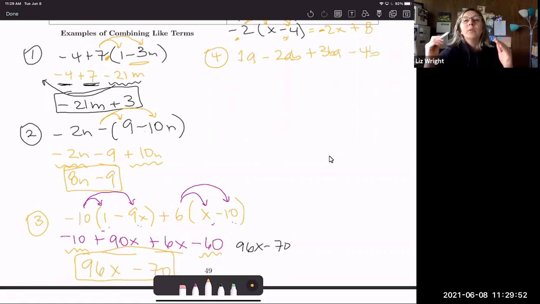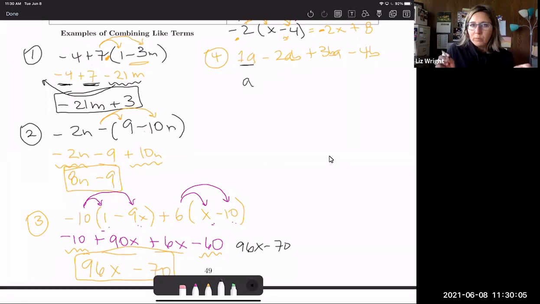All right, so first what I want you to do is go through every single term and see if there's anything you can do to make it in proper form. And so this first one, the 1a, I'm just going to write it as a. If you don't do that and you prefer writing it as 1a, that's totally fine. I'm going to look at my next term. That looks good. I'm just going to rewrite it. Look at my next term.